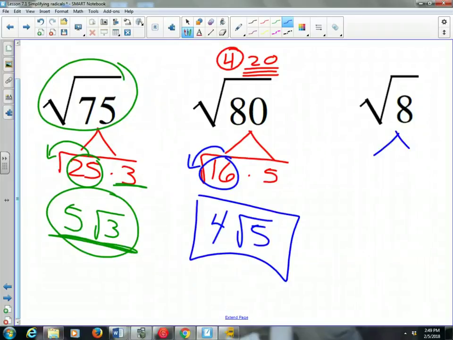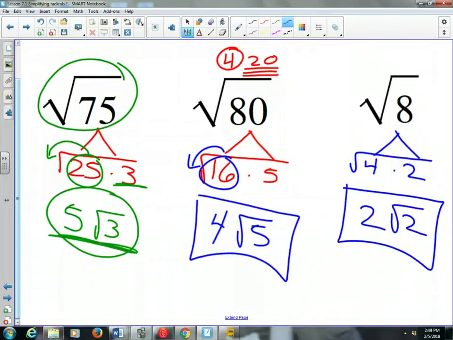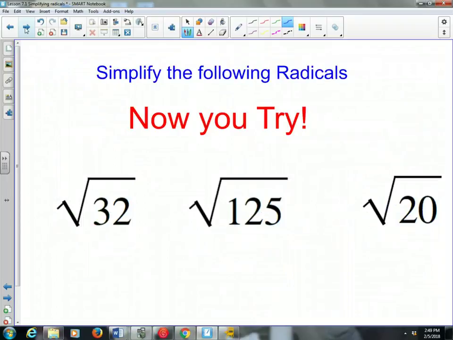And the number 8 is not a perfect square. However, it breaks up into 4 times 2. And 4 is a perfect square. The square root of 4 is 2. So our answer is 2 root 2. Why don't you guys pause the video and try these 3 on your own and see how you come out.